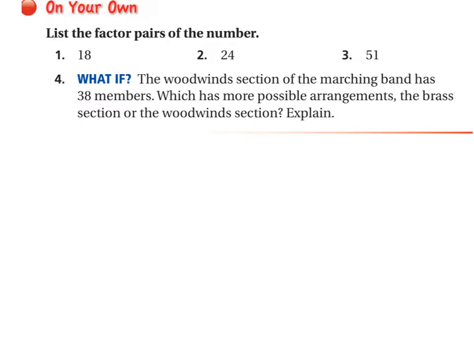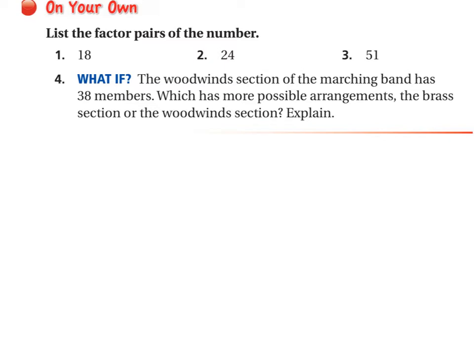Okay, so what I'll have you guys do is go ahead and pause the video and try these 4 problems. Again, this story problem is very similar to what we just saw for the story problem before. It had 30 members in the band. This is 38 members, so you're going to figure out all the factor pairs of 38. So go ahead and list out all the factor pairs for 1 through 4.